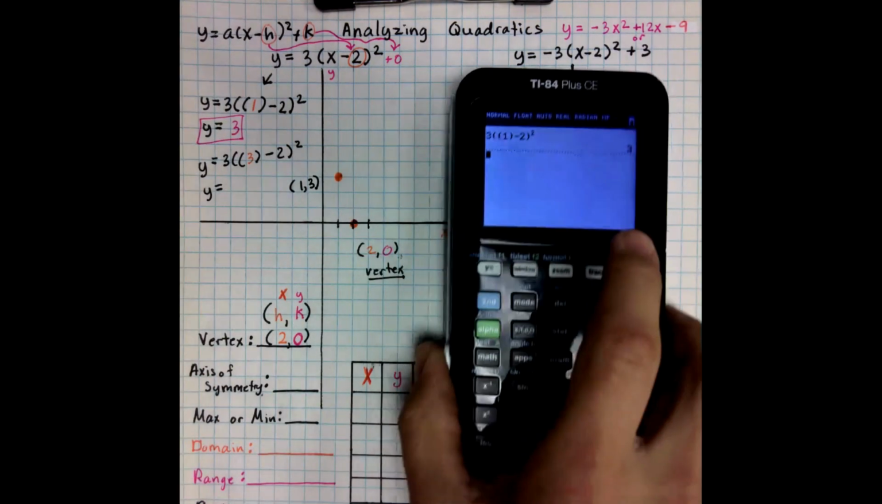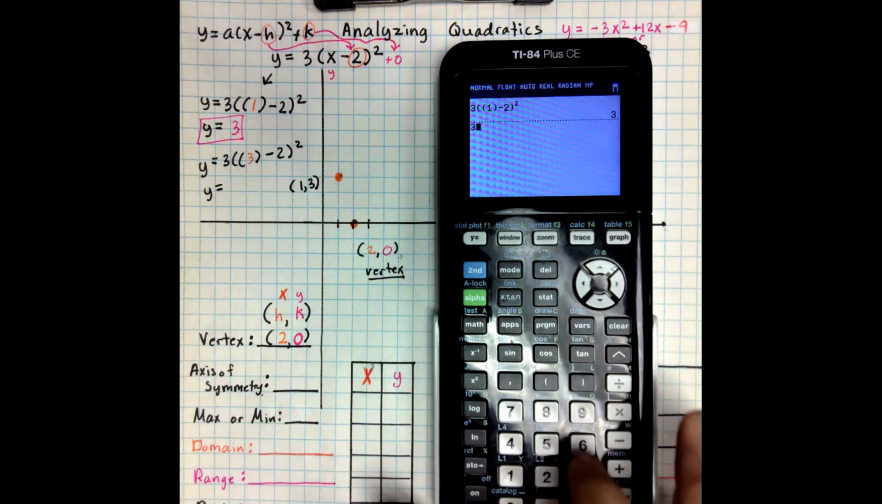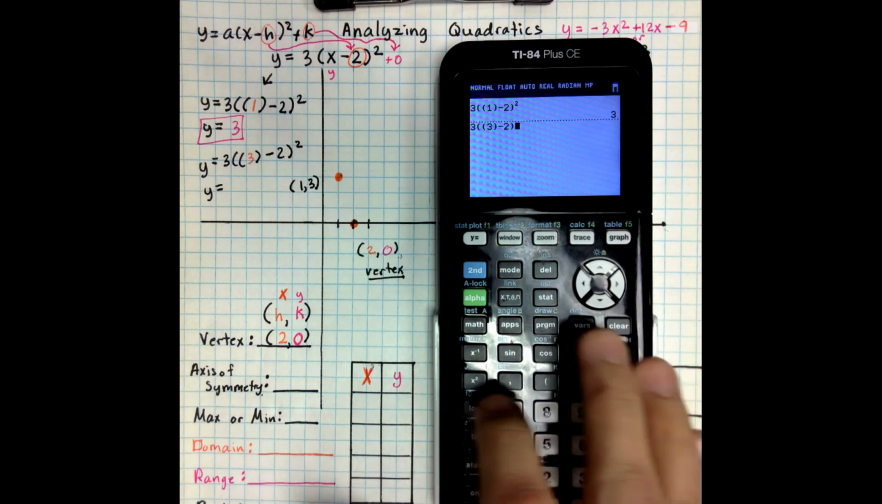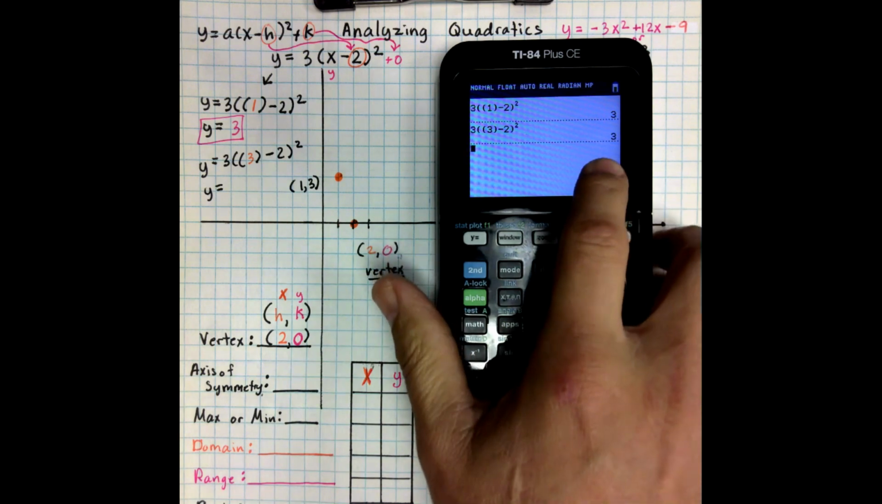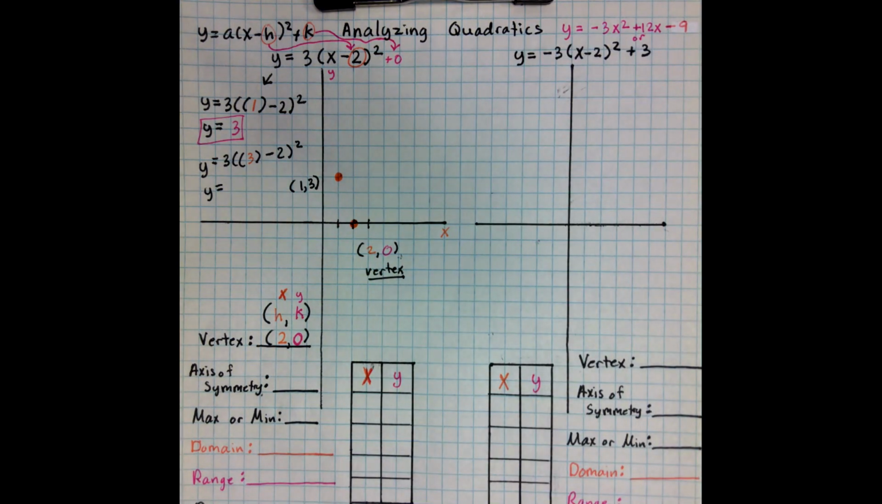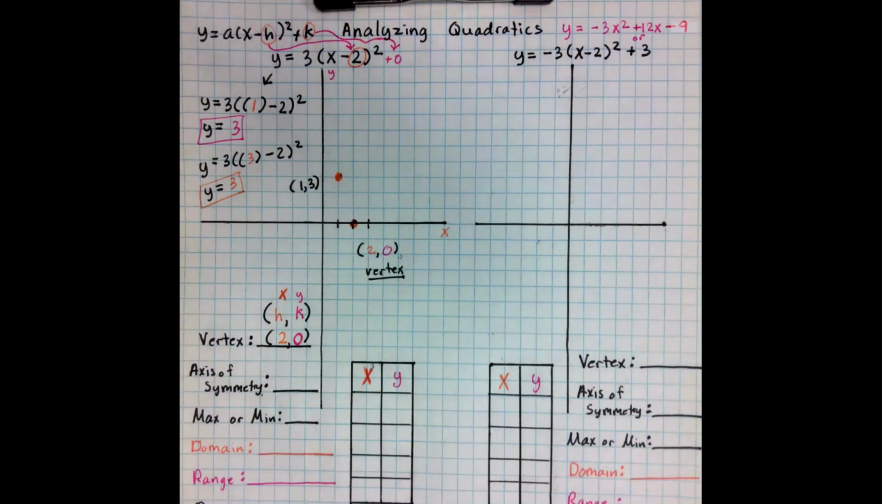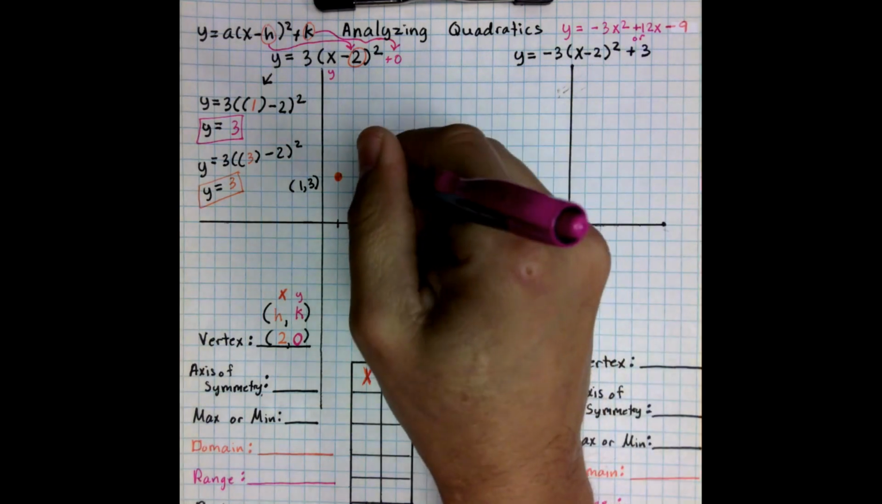So once again, I'm going to get my calculator, and I'm going to type this in. So I have 3 parentheses, put a 3 for my x value, minus 2, close parentheses, squared. Hit enter, and it tells me that it's also going to be 3. So I'm going to plot a point there real quick. So at 3, 3.